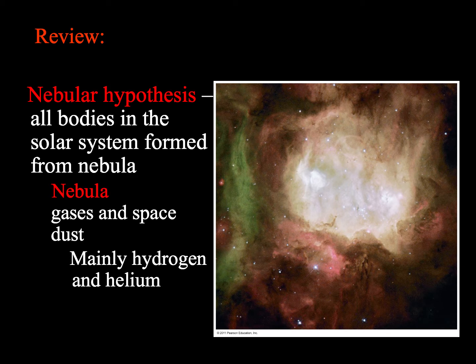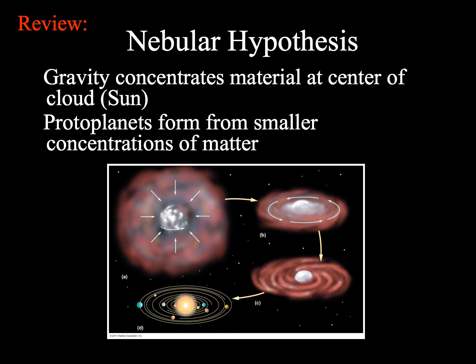Just to review, remember, the nebular theory is the idea that all the objects in the solar system formed from the same nebula, a cloud of gas and dust in space. This cloud was made mostly of hydrogen and helium, the two simplest elements on the periodic table. Here you see a nice image of a nebula. That nebula then begins to be pulled together by gravity.